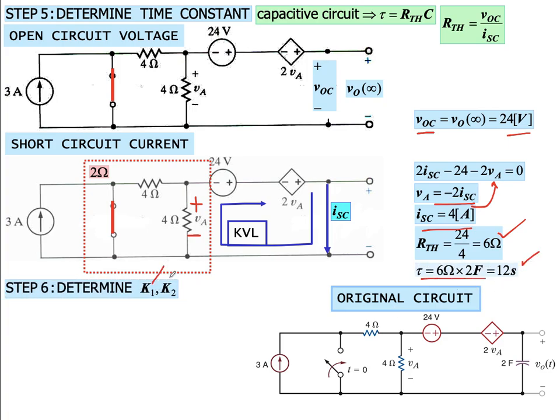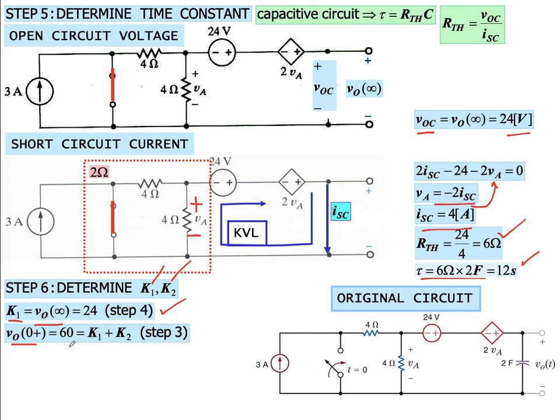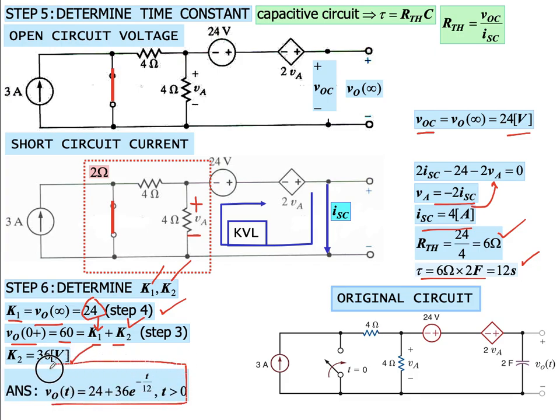So we need to determine the constants K1 and K2. We know that the steady state value is K1, which is 24, and the initial condition is 60, which is K1 plus K2. So you put K1 equal to 24 over here, and you will get the value of K2. K2 comes out to be 36 volts. And if you plug all these values into the result, which is V naught equal to K1 plus K2 e raised to the power minus t by tau, you will get this answer. This is the required answer in our example.